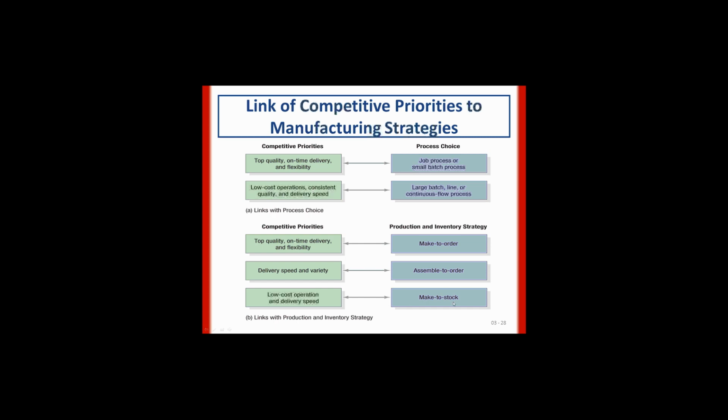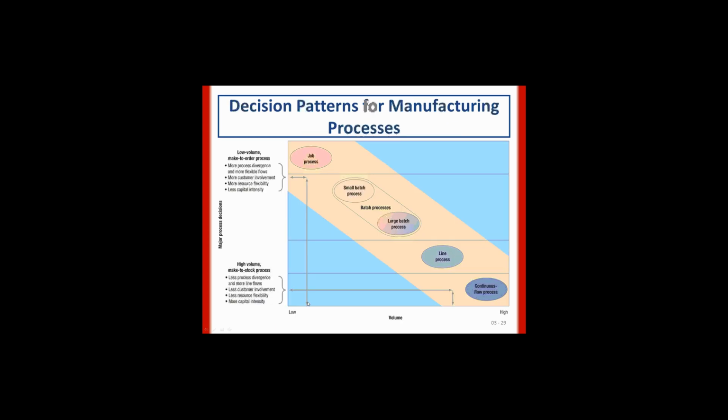There are 3 types of inventory strategy. Make to order has low volume, and will match with top quality, on-time delivery, and flexibility. Assemble to order, which largely can be large batch or small batch, matches with delivery speed and variety. Make to stock matches well with low cost operation and delivery speed.